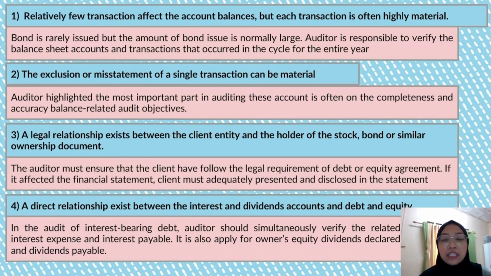Third one, a legal relationship exists between the client entity and the holder of the stock, bond or similar ownership document. So, the auditor must ensure that the client have followed the legal requirement of debt or equity agreement. If it affected the financial statement, client must adequately present and disclose in the statement. The last one is a direct relationship exists between interest and dividend account and debt and equity. So, in the audit of interest-bearing debt, auditors should simultaneously verify the related interest expense and interest payable. It is also applied for owners.